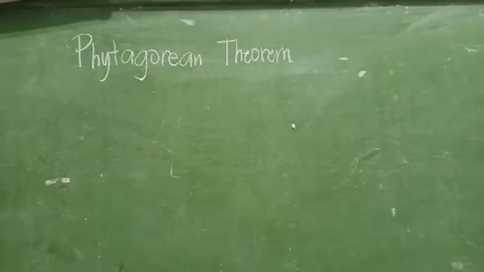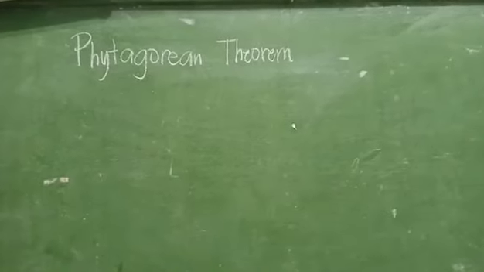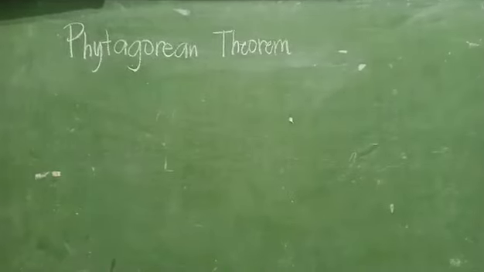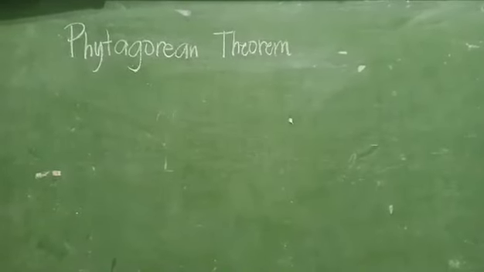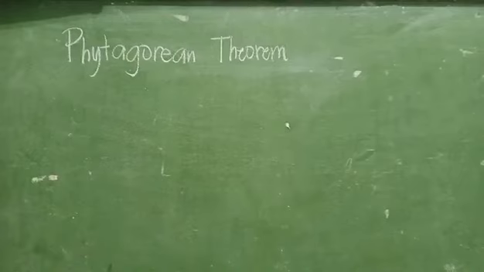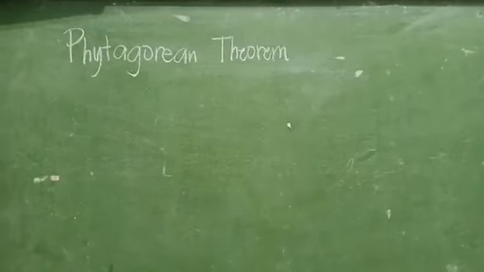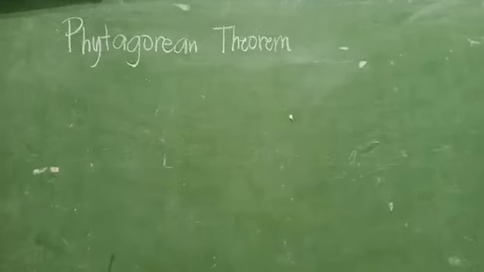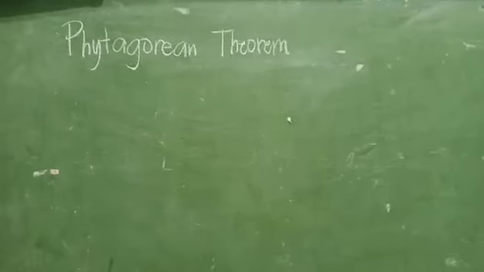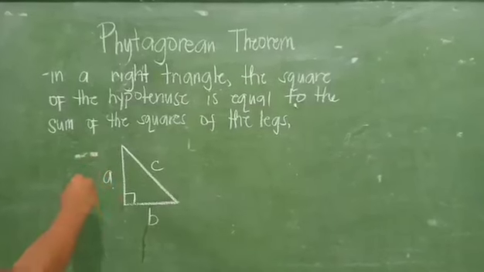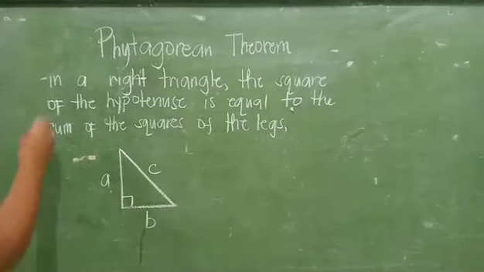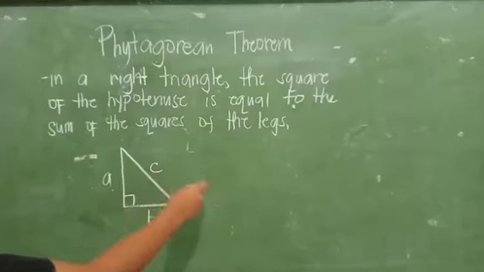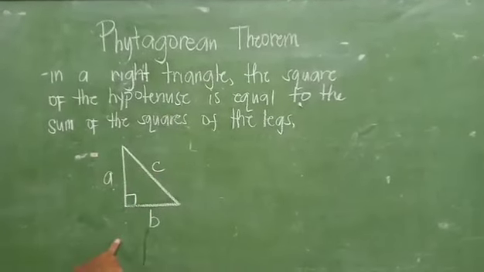Good day, everyone. Today, we are going to use one of the most important theorems in mathematics, which is the Pythagorean theorem. It is a powerful tool used to solve problems in geometry, trigonometry, and even real-life applications. This Pythagorean theorem is named after the Greek mathematician Pythagoras. The Pythagorean theorem states that in a right triangle, the square of the hypotenuse is equal to the sum of the squares of the legs.